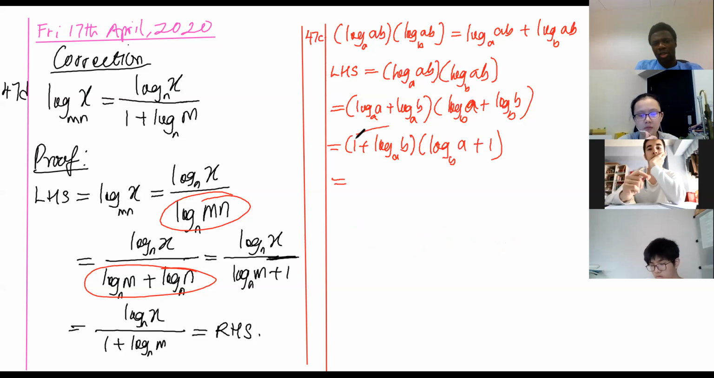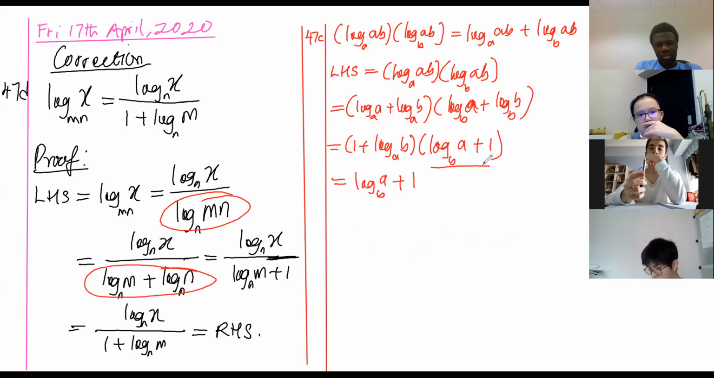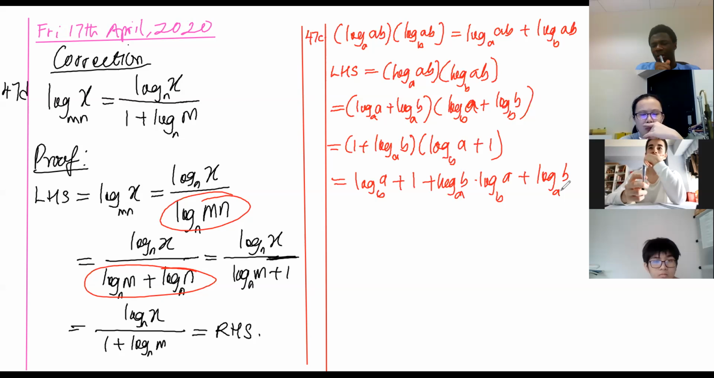So 1 is going to multiply this, then 1 will multiply 1. So you have log A base B plus 1. That's 1 times this 2, right? Then this will multiply this. So I have log B base A multiplying log A base B. Then this times 1 again, log B base A, right?